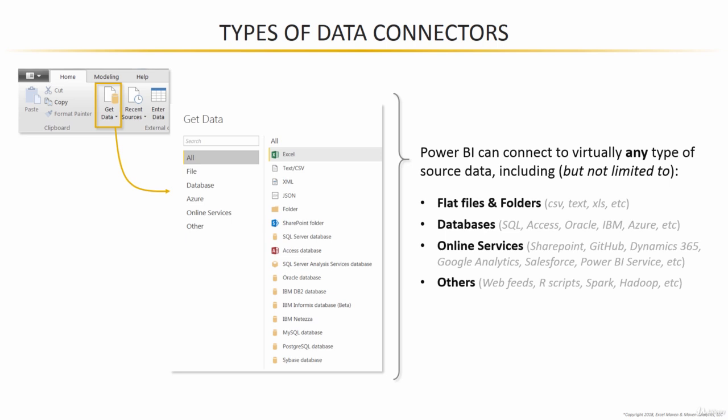You can connect to just about any type of source data, including flat files, Excel workbooks, folders, databases like SQL, IBM, Azure, online services, which are more specialized like GitHub and Salesforce, or other sources like web feeds, R scripts, Hadoop, and so on. So tons of options for connecting to data. Now, I'm not going to speak to every single one of these, but let's fire up Power BI Desktop and I'll show you what this library looks like.